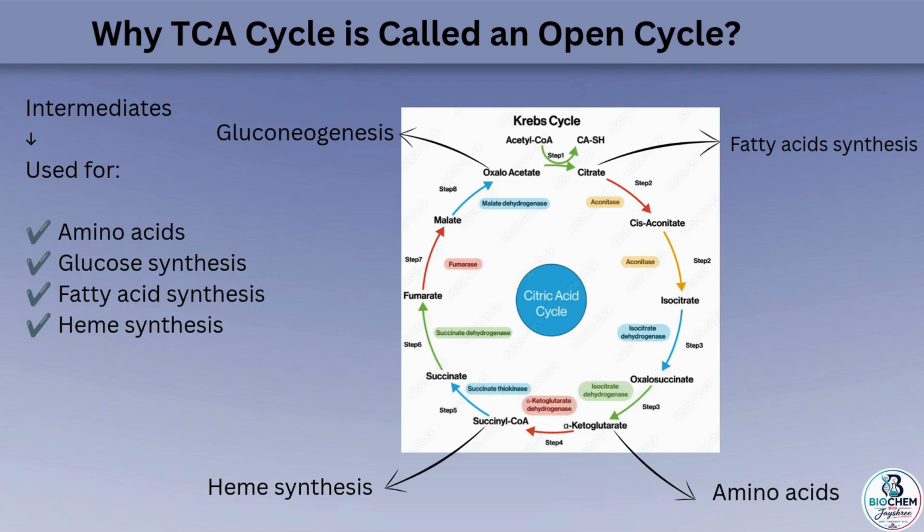The most important example is the conversion of pyruvate into oxaloacetate by the enzyme pyruvate carboxylase. Therefore, in real cells, the TCA cycle behaves as an open cycle with intermediates continuously entering and leaving according to the metabolic needs of the body.